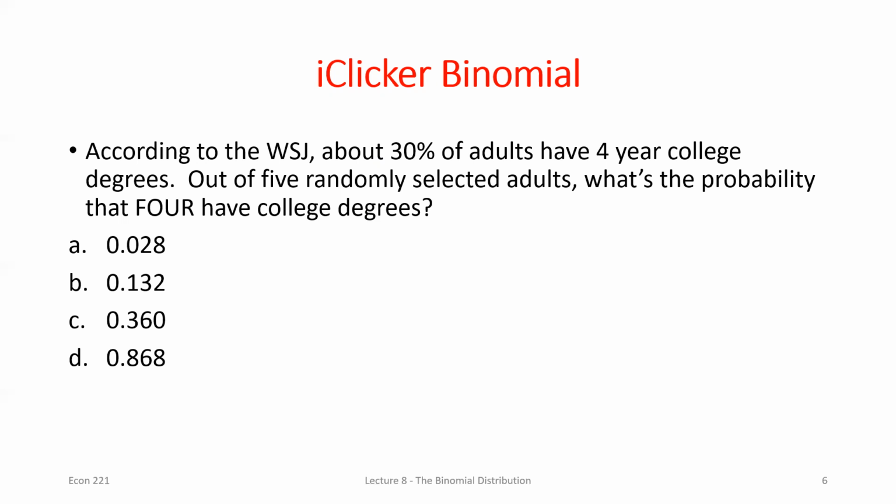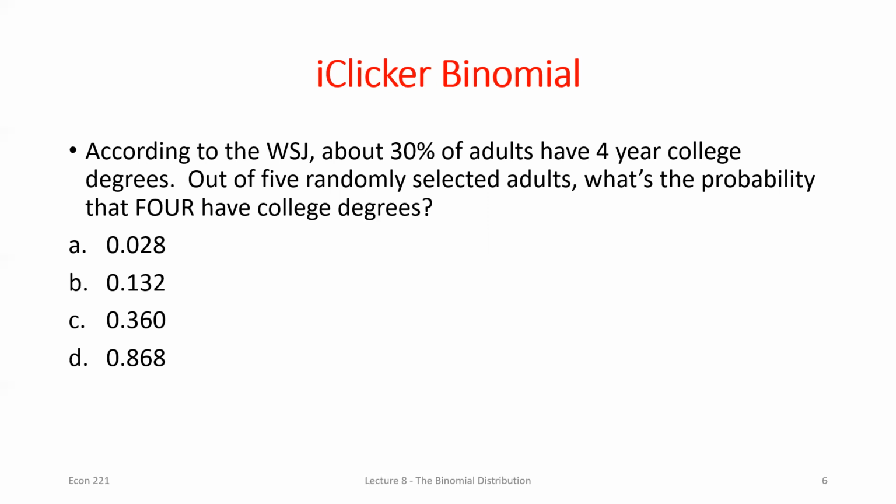But this one, you should already have an answer to. You don't have to use that equation, right? If we hadn't already done the previous work, you would need to use that equation. Your n would be 5. Your x would be 4. And p would be what? 0.3.